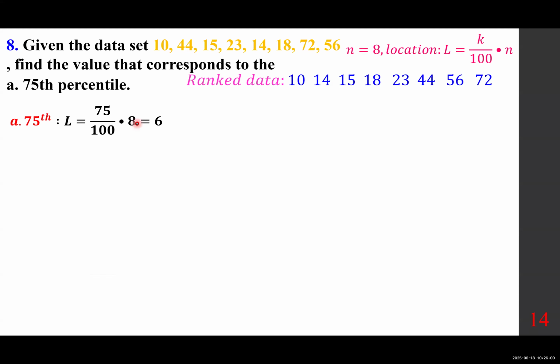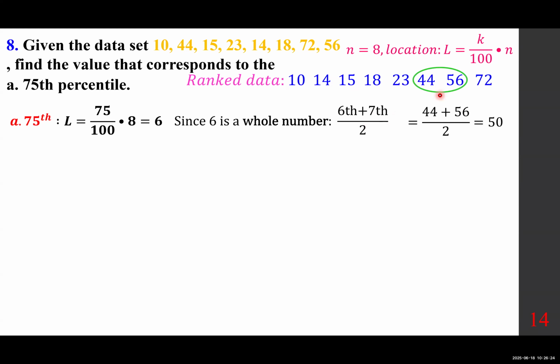It so happened the methodology is that whenever you get to a whole number, you have to go in between that one and the next one. Since 6 is a whole number, 6 plus 7 divided by 2. Okay. So 1, 2, 3, 4, 5, 6. This is the one. So right in between these two. That's the methodology. And we get number 50.